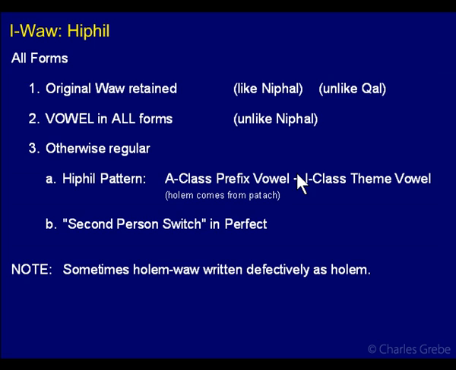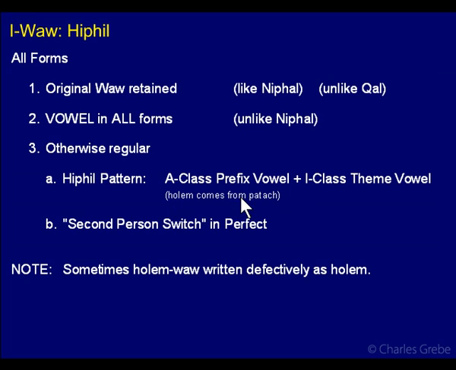Okay, so original Vav is retained in the Nifal in all forms, unlike the Kal where it doesn't show up anywhere. The original Vav is a vowel in all forms, unlike the Nifal where it's only a vowel in the perfect and the participle. Otherwise, it's regular. Now, this I think is a bit of a fudge.